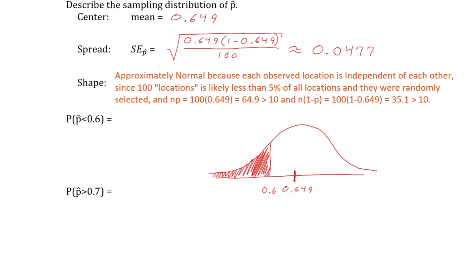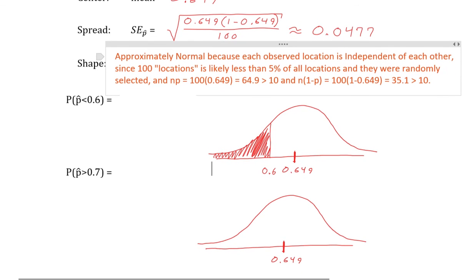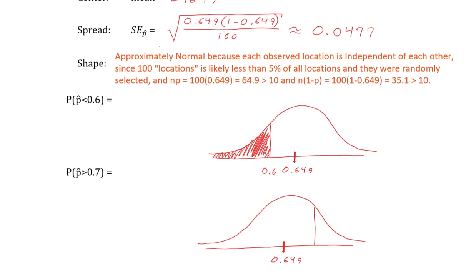If we look at it numerically, we notice that 0.6 is a little bit more than 1 standard deviation away from the mean, the standard deviation or standard error being defined as 0.0447. So we should have an expectation from this. We should also be able to draw a picture for the second situation. Again, centered at 0.649. Here, though, 0.7 is above 0.649, so I'll draw it up here. Again, about 1 standard deviation away. And we want above 0.7, so we'll shade the region to the right.